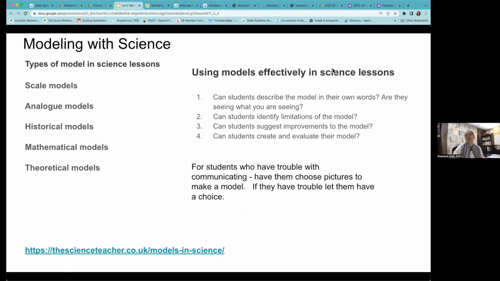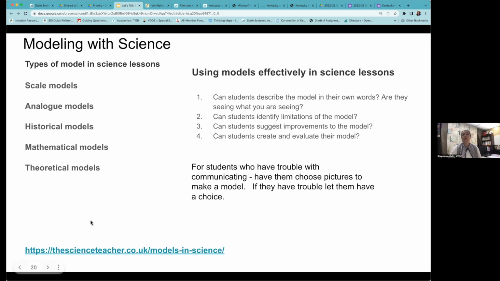So using models effectively in science is the way that the kids describe the model in their own words. Again, if your kid can't verbalize, one of the things I will say is a PECS board is wonderful. Teach them those words. And I would have a PECS board that was just created for science. And you can find different PECS boards out there. You can find different images that you need out there for PECS boards.